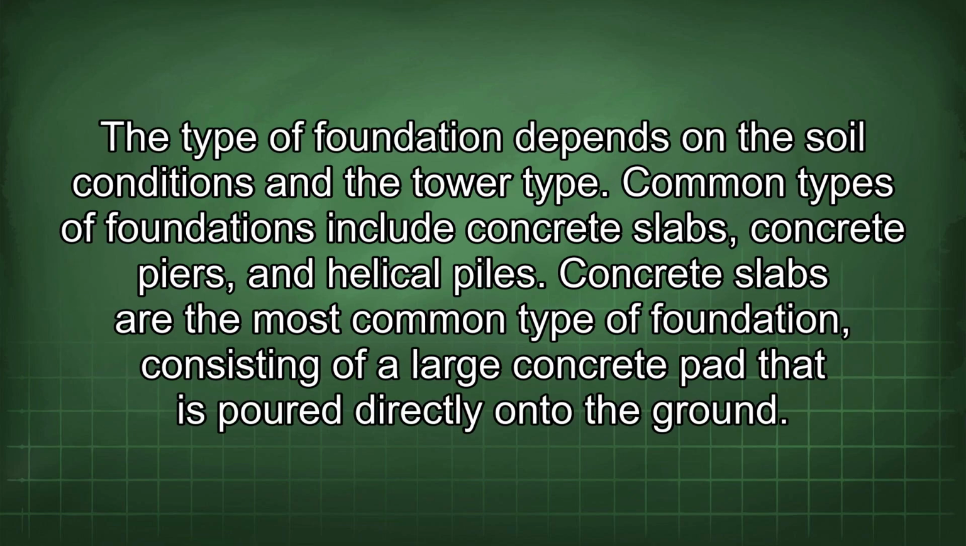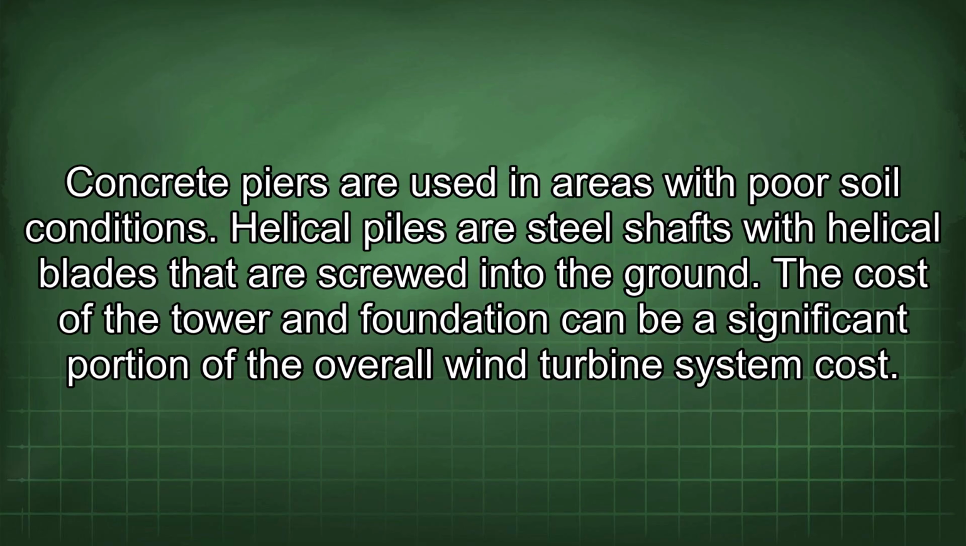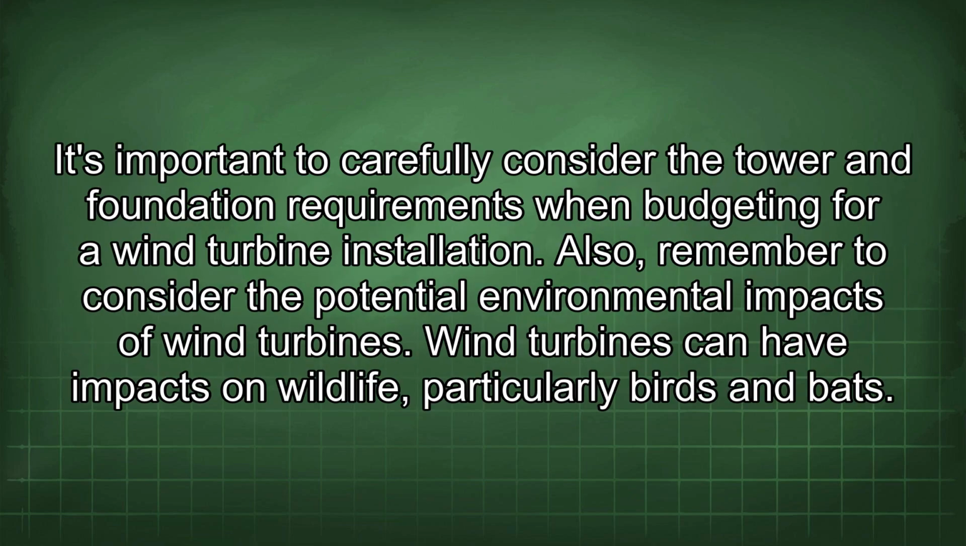The type of foundation depends on the soil conditions and the tower type. Common types of foundations include concrete slabs, concrete piers, and helical piles. Concrete slabs are the most common type of foundation, consisting of a large concrete pad that is poured directly onto the ground. Concrete piers are used in areas with poor soil conditions. Helical piles are steel shafts with helical blades that are screwed into the ground. The cost of the tower and foundation can be a significant portion of the overall wind turbine system cost. It's important to carefully consider the tower and foundation requirements when budgeting for a wind turbine installation.